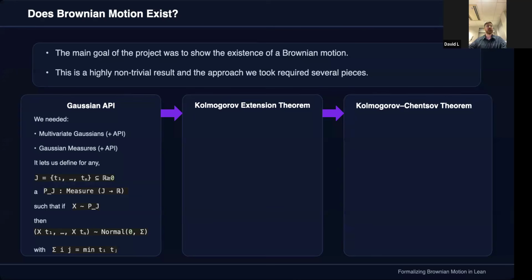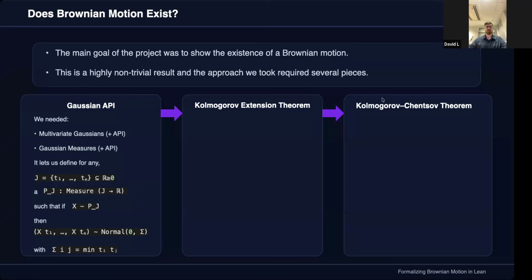For any finite set J, t1 to tn of n reals, we can define a measure on J-indexed vectors, such that if X is some actual random variable from Omega to R^J with this distribution, then viewed as a vector, it has the right distribution, right? So we're basically defining the finite dimensional distributions, but we need to take this and define a stochastic process on all of the reals to the reals, right?